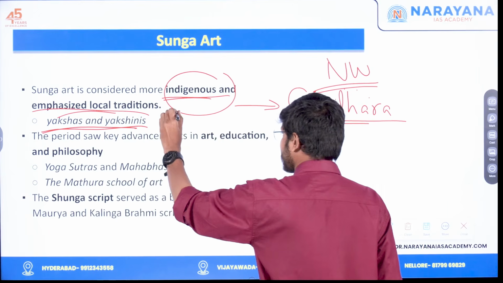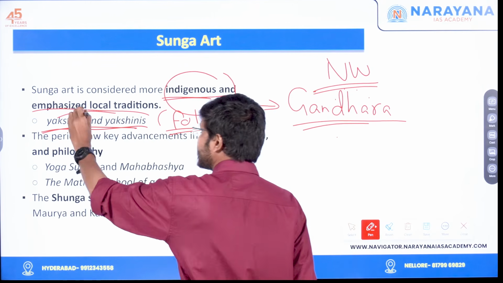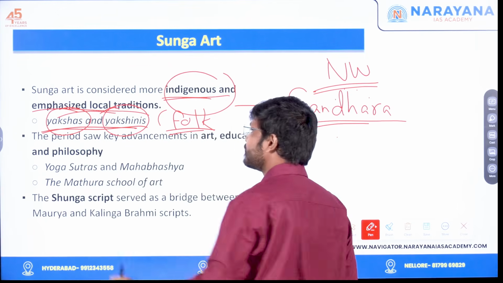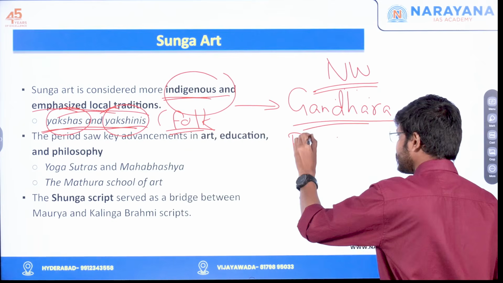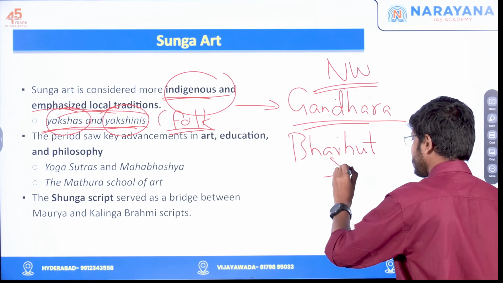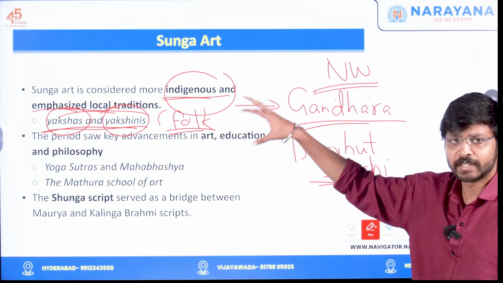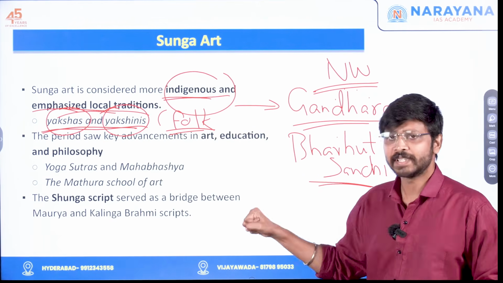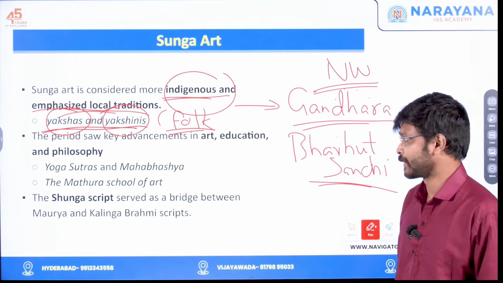This is actually a folk element which was prevalent during that time. Yaksha is a male natural spirit, Yakshini is a female natural spirit, and this can be found in Bharhut Stupa as well as Sanchi Stupa. In both stupas, the images of Yaksha and Yakshini can be seen, and it is believed that they were installed during the period of the Gupta Empire only.